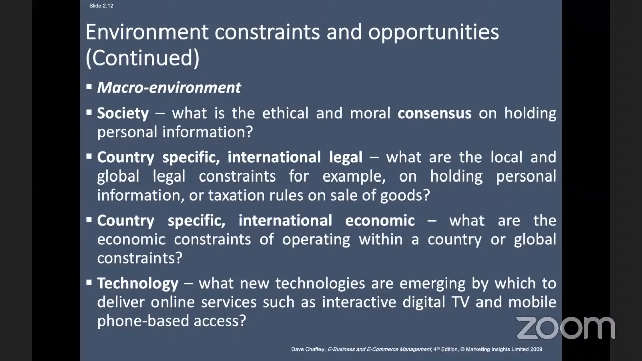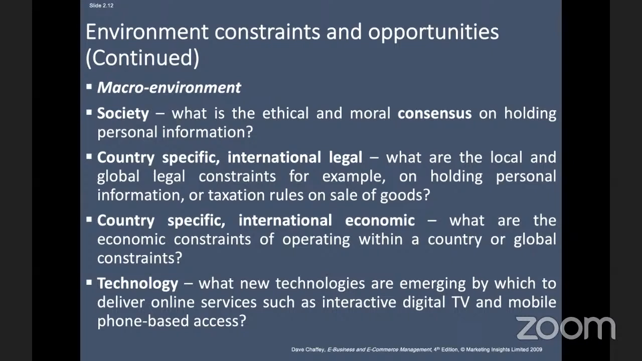Then environmental constraints and opportunities. Obviously, the previous one, it's the continuity. Then the market in macro environment. In macro environment, there is society. What is the ethical and moral consensus on holding personal information?